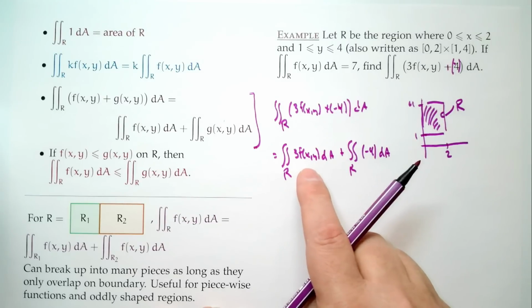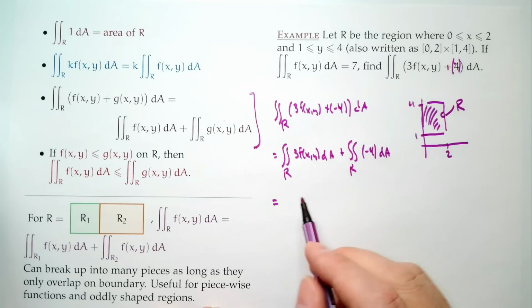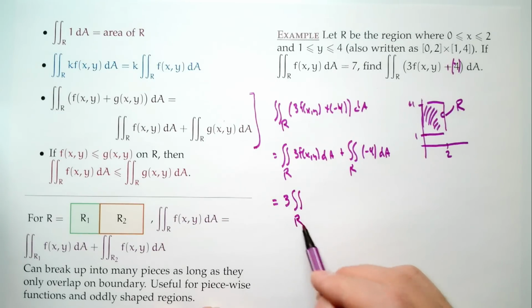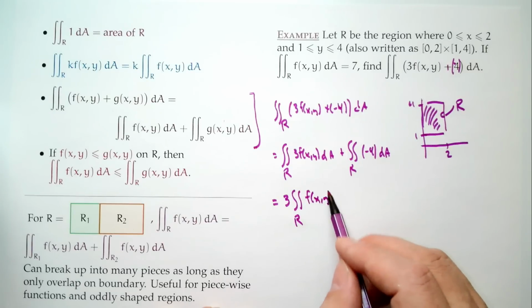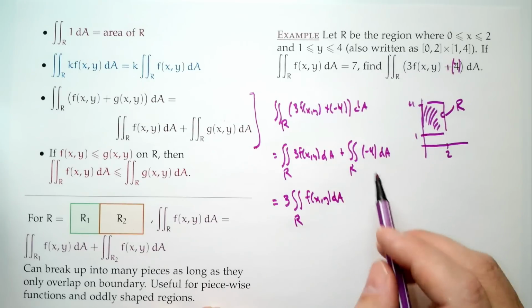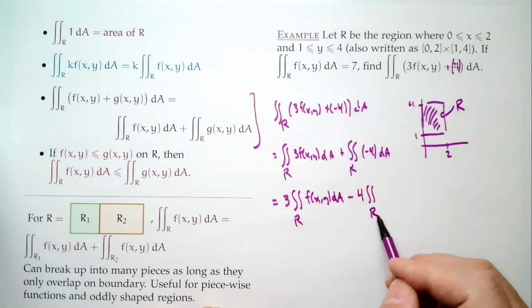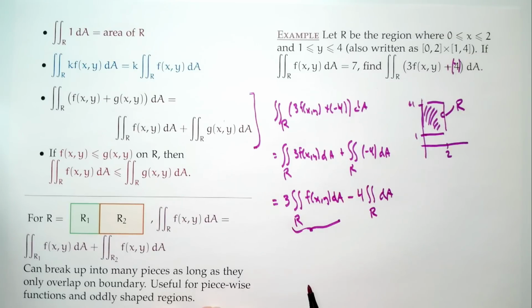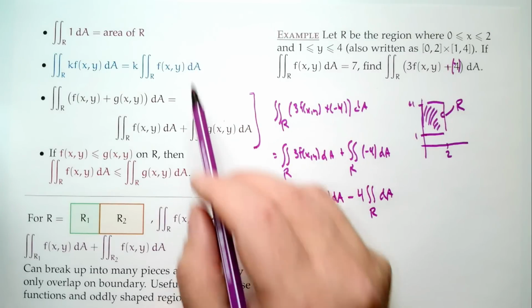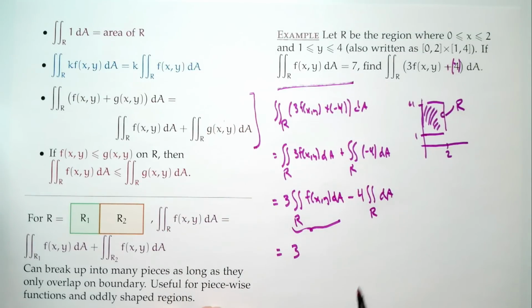Now pull out a constant. What constant do we pull out of the first one? 3. 3 times the integral over our region of f of x, y. What do we pull out of the second one? Negative 4. So it becomes minus 4 times the integral over our region of dA. Well, what happens to the first piece? The integral over our region of f of x, y dA, oh yeah, it was told to us. That's 7. Minus 4. What happens to this piece? It's the area, because if we integrate 1, we get the area of the region.